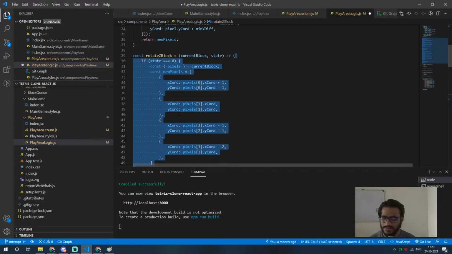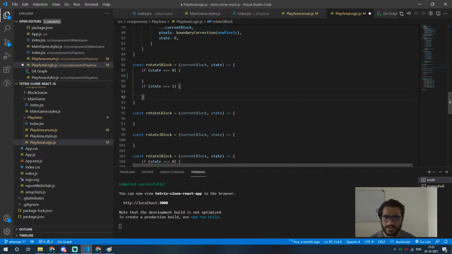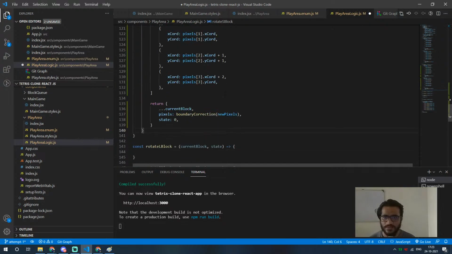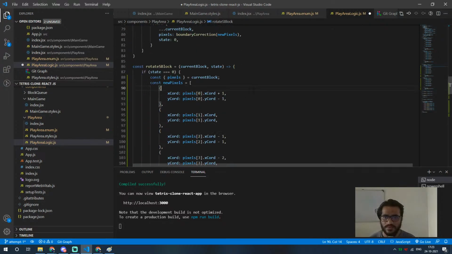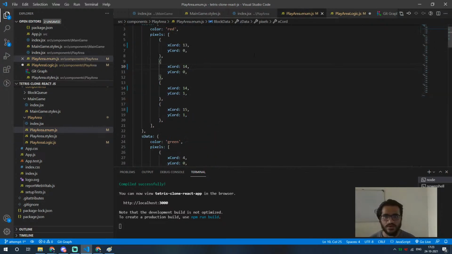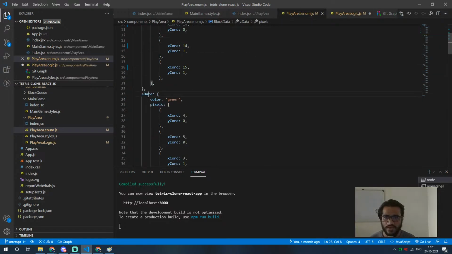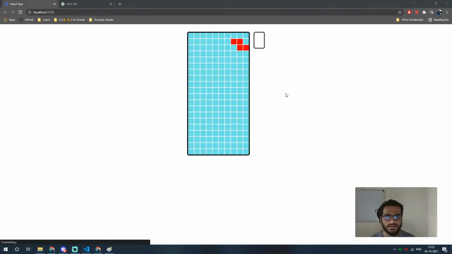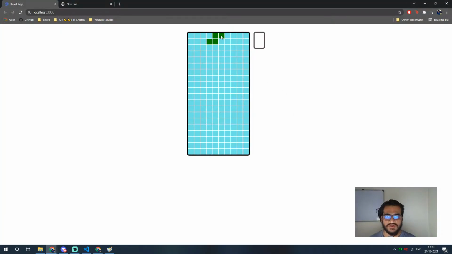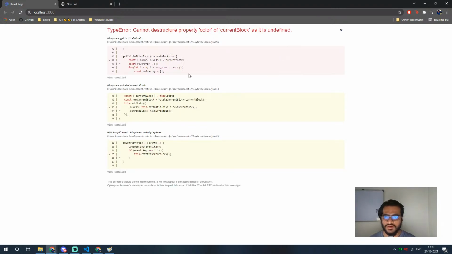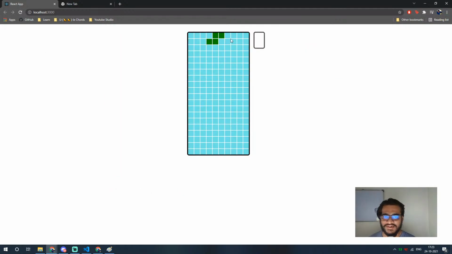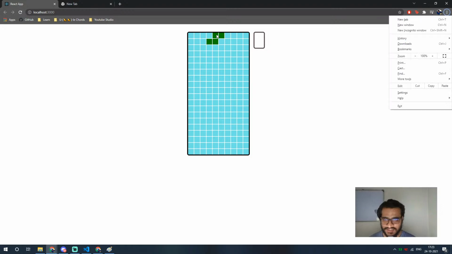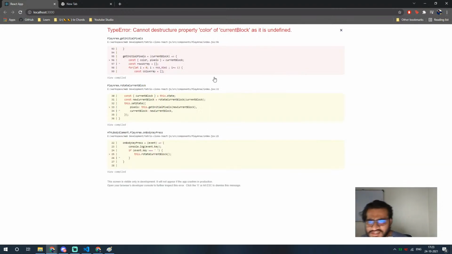For S block, it would be similar as Z, so I am copy pasting it. First of all, let me just render S block here. So we have S block, and we are going to work on, oh no, remind me to not press space or else I will get this error message. Let me just see what the error message is.